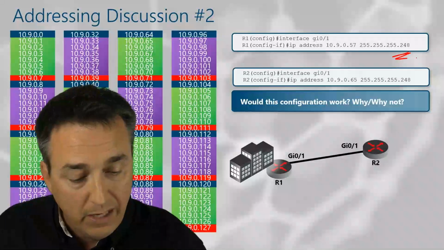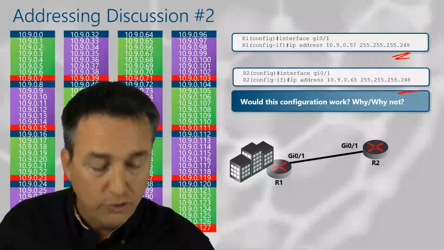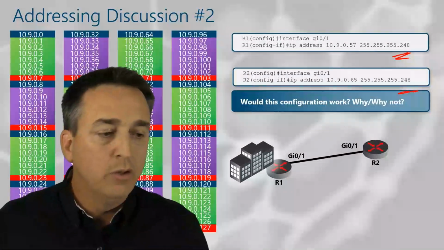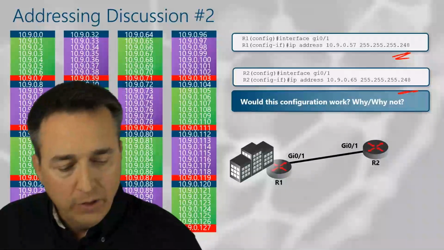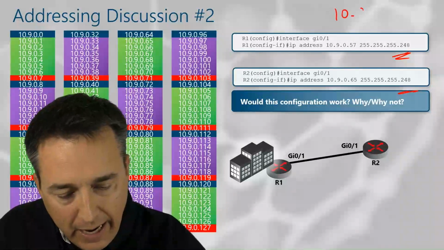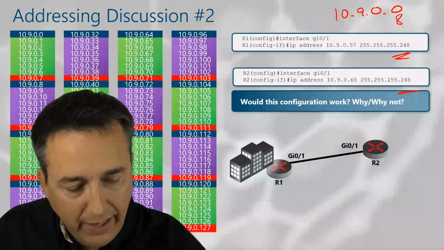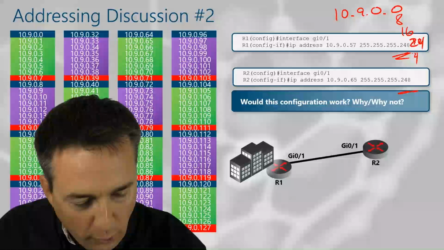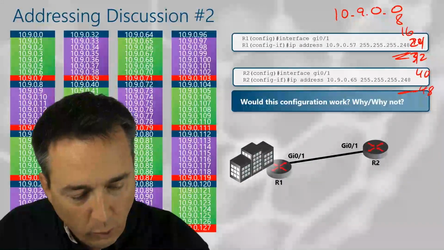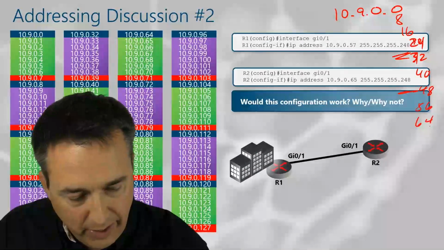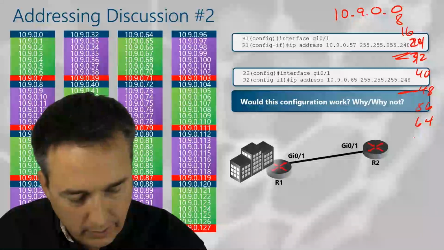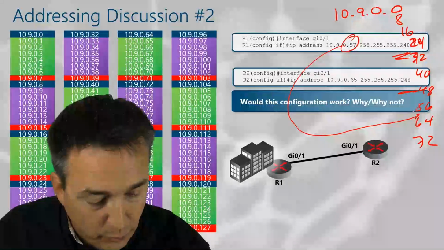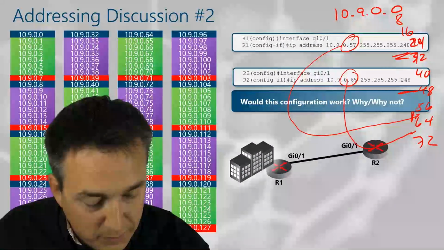So in this case, we've got to do the same thing, right? Slash, dot 248. If we remember, 248, we're counting by 8. So let's go ahead and count by 8. We'd have 10.9.0.0, and then you'd have 8, 16, 24, 32, 40, 48, and then we have 56, and then we have 64, and then our next one would be 72. So 57 lives between here and here, and 65 lives between here and here.